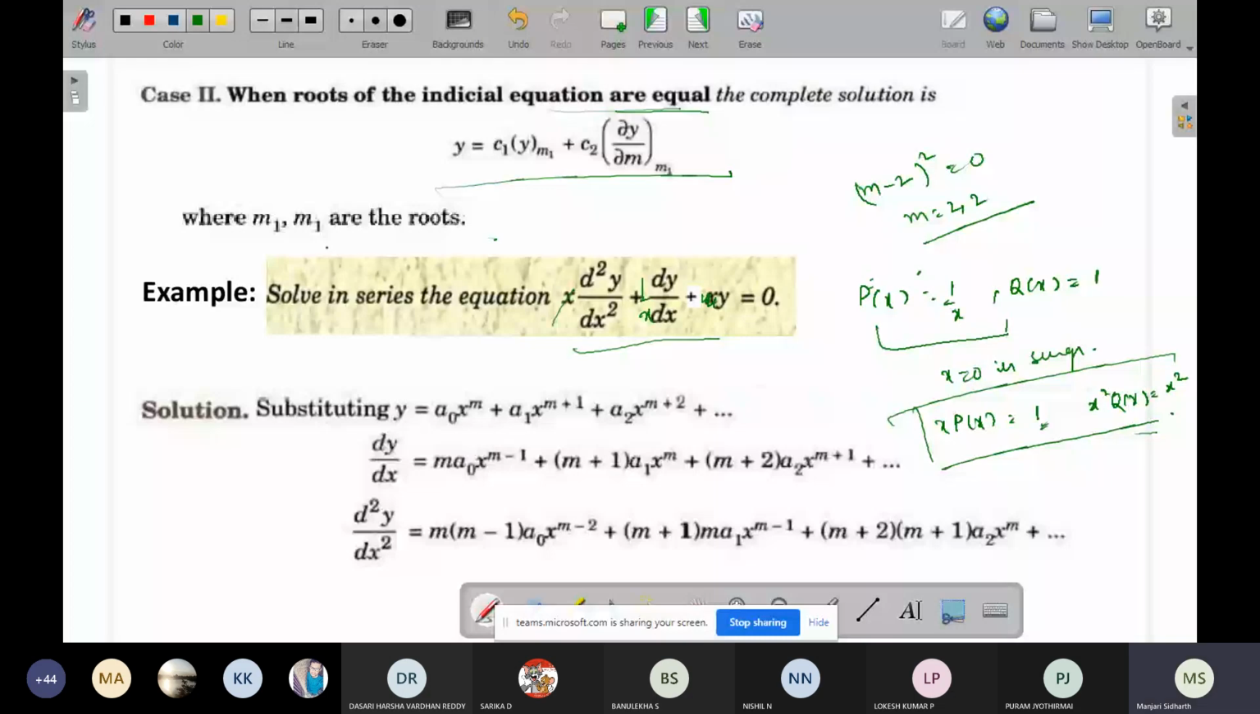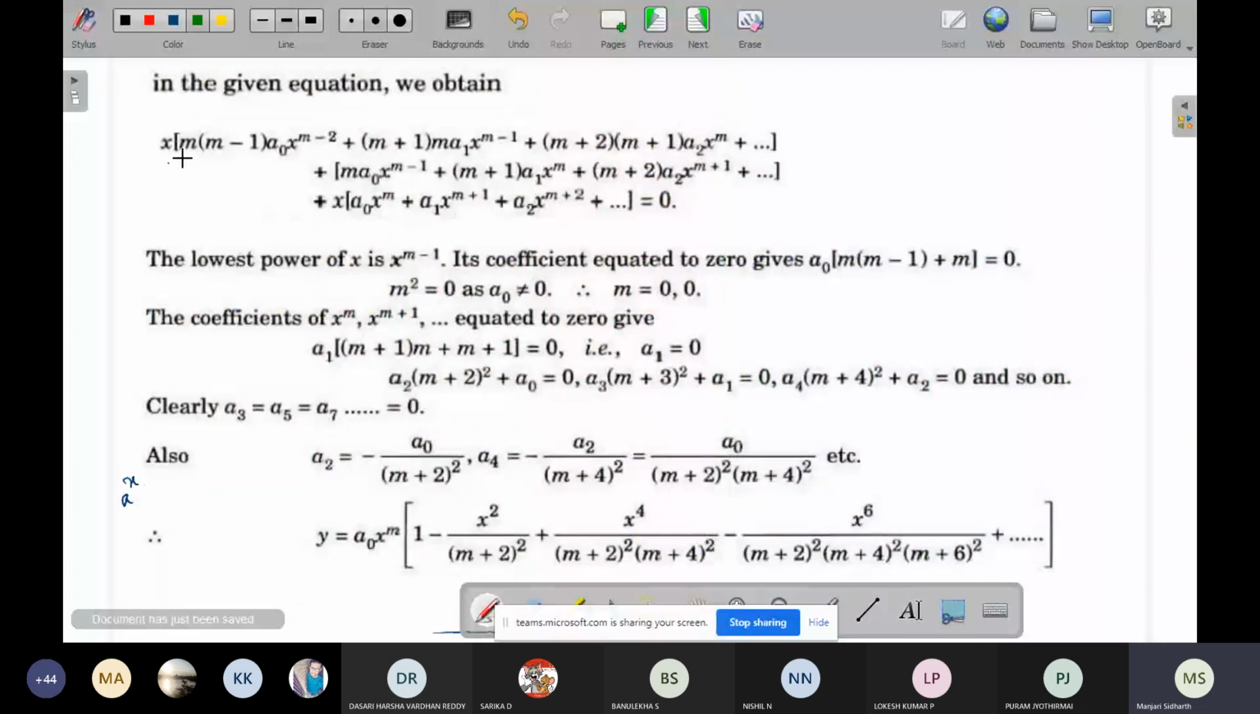Now assume the series, find its first derivative, second derivative, and substitute in the given differential equation. See, x into second derivative plus first derivative plus x into y. Now, lowest power of x. So it is multiplied by x, so let us just cancel it from here and I'll write 1. Multiplying inside, then only x power m plus 1, right?